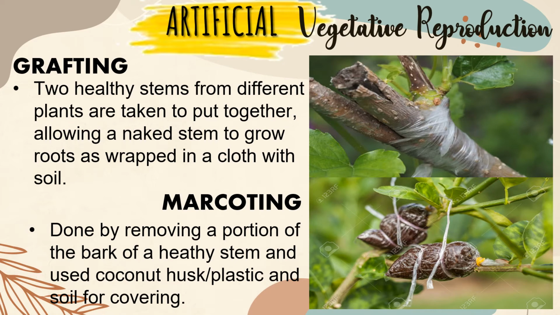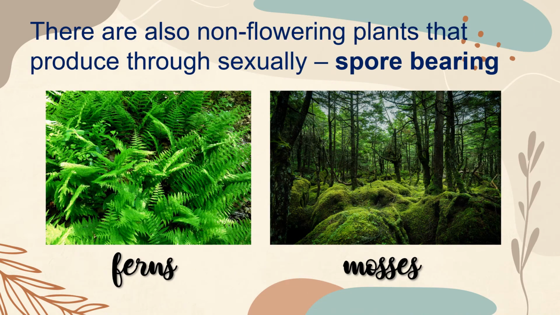While marcotting is done by removing a portion of the bark of a healthy stem and using coconut husk or plastic with soil to cover it. And as time goes by, eventually this portion, which has been marcotted, will grow its roots. And that's the time that they will cut that branch and put it into the ground. So, these are the different artificial vegetative reproduction methods.